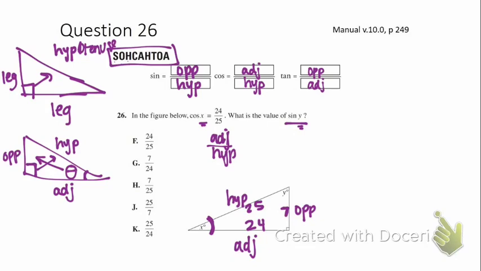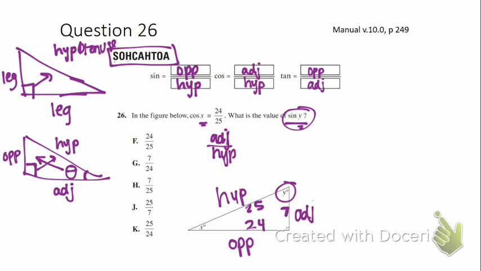Okay. So then now I just need to be careful. I'm finding the sine of y. So now I need to go back and erase these sides because I'm not focused on x anymore. I'm being asked about y. So I need to relabel my sides based on my new angle. This is still the hypotenuse, but now this is opposite, and this is adjacent.